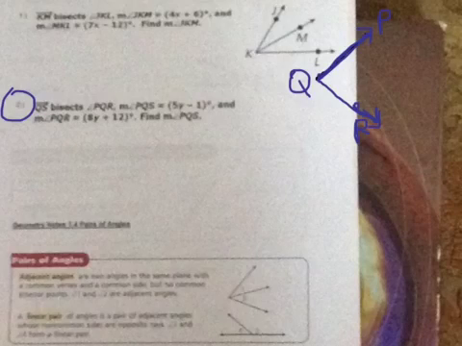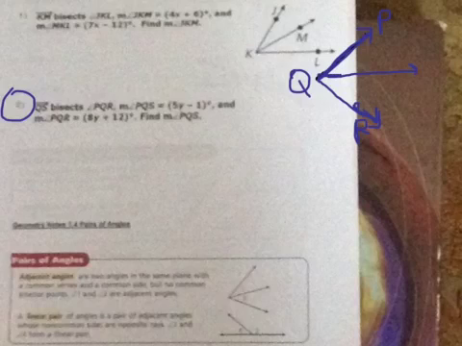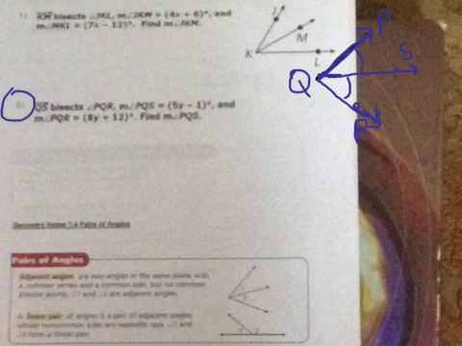And we've got a bisector of QS. That means QS is going to cut it in half. So that means this piece and this piece are the same size. One thing that we do to show that they're the same size is I put the same mark on both of them, this little arc that shows that they're equal.